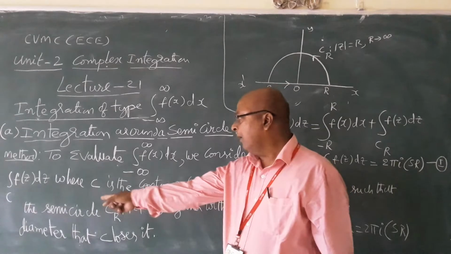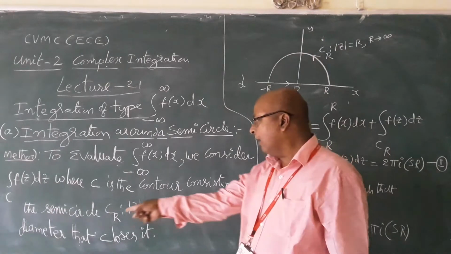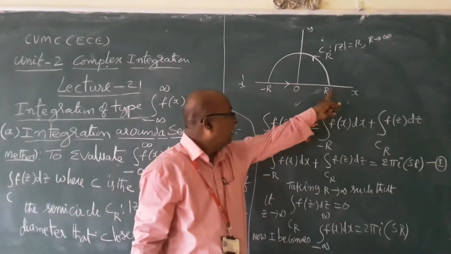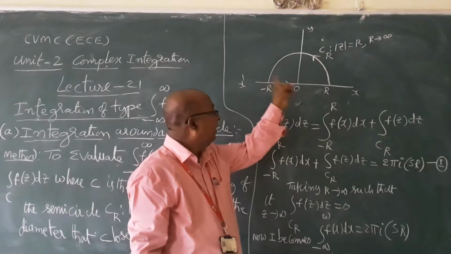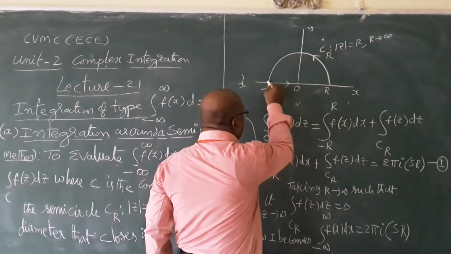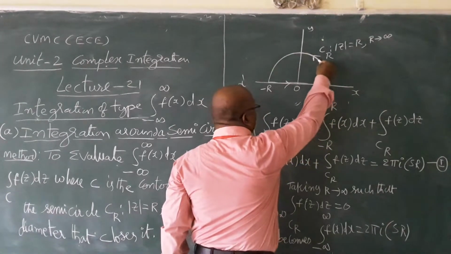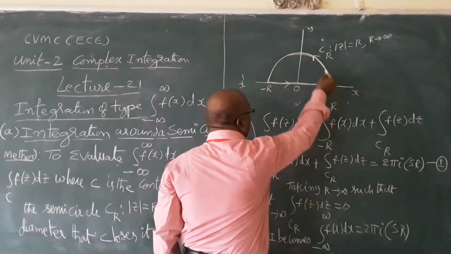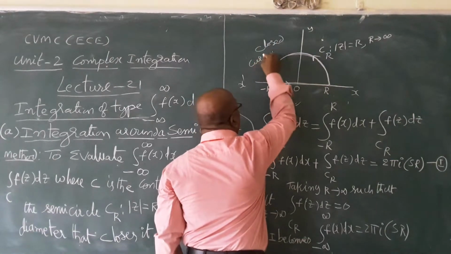The contour consists of a semicircle such that mod z is equal to r, together with the diameter that closes it. Observe the diagram. This is your diameter. Together with the diameter, we get our closed curve. Observe carefully. This is our closed curve C.